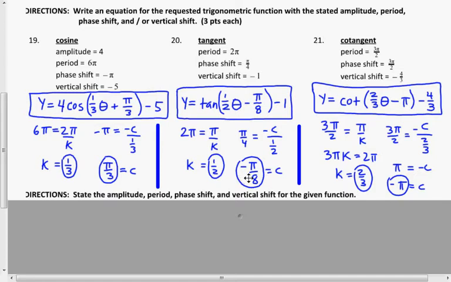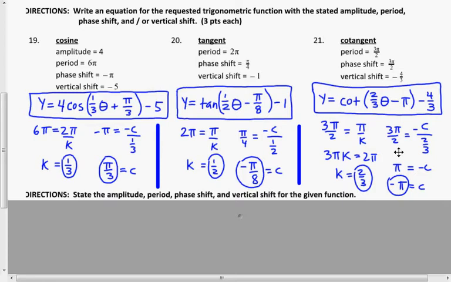For number 21, I set the period 3 pi over 2 equal to pi over k. For a cotangent function, the period equals pi over k. And so, if it's two fractions, one on either side of the equal sign, I like to solve it as a proportion. So I have 3 pi k is equal to 2 pi. And so I divided by 3 pi on both sides, and k was 2/3.